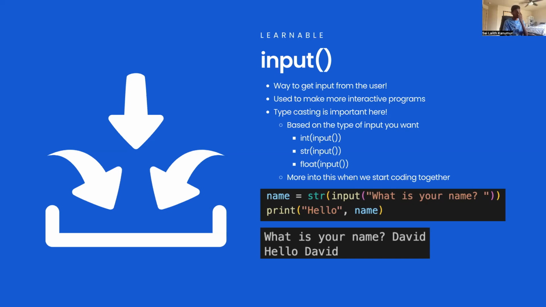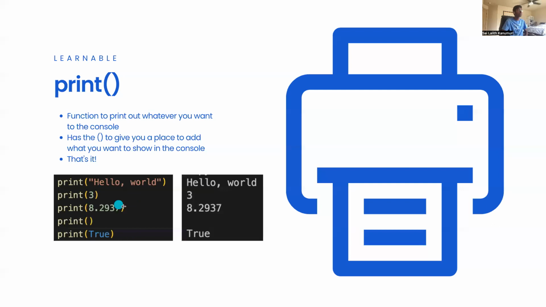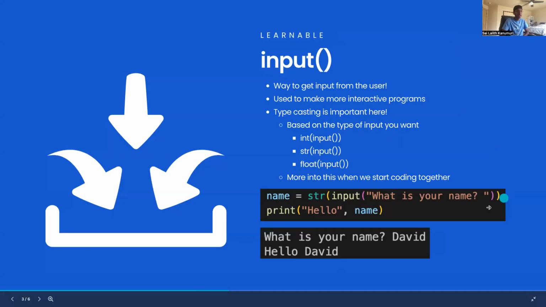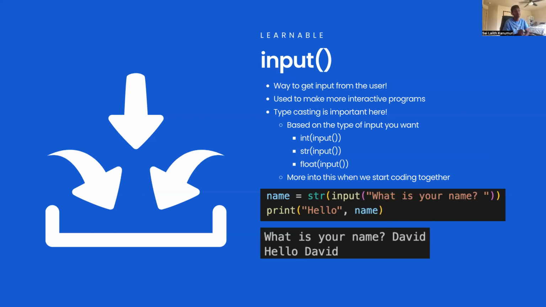So the input is super important, and it's the way to get information from the user. This is used to make very interactive programs. If you just print out this, it's kind of boring, right? But if you use the input and make the user involved in the program, then it evolves into something better.